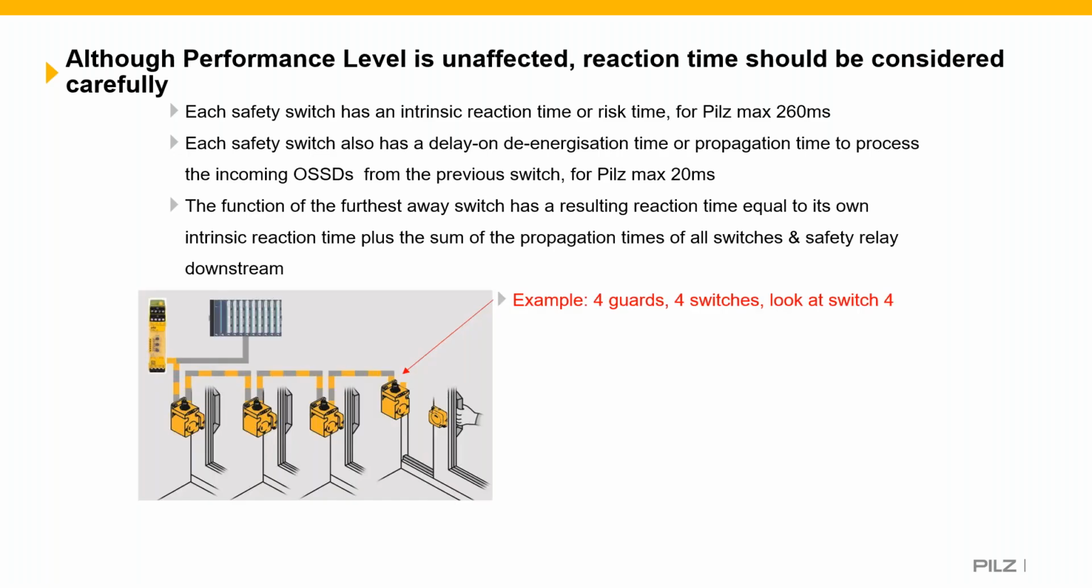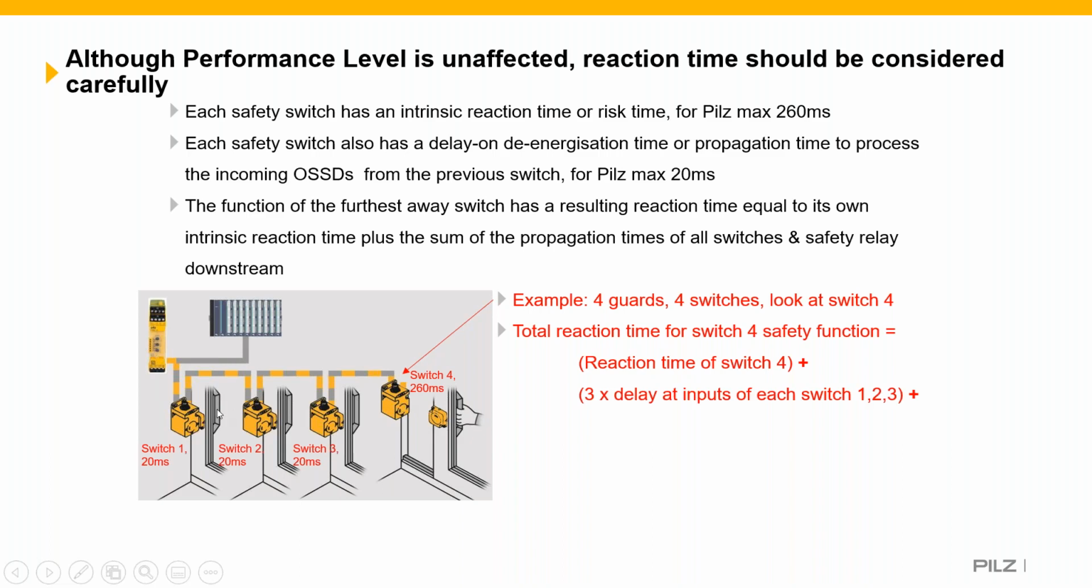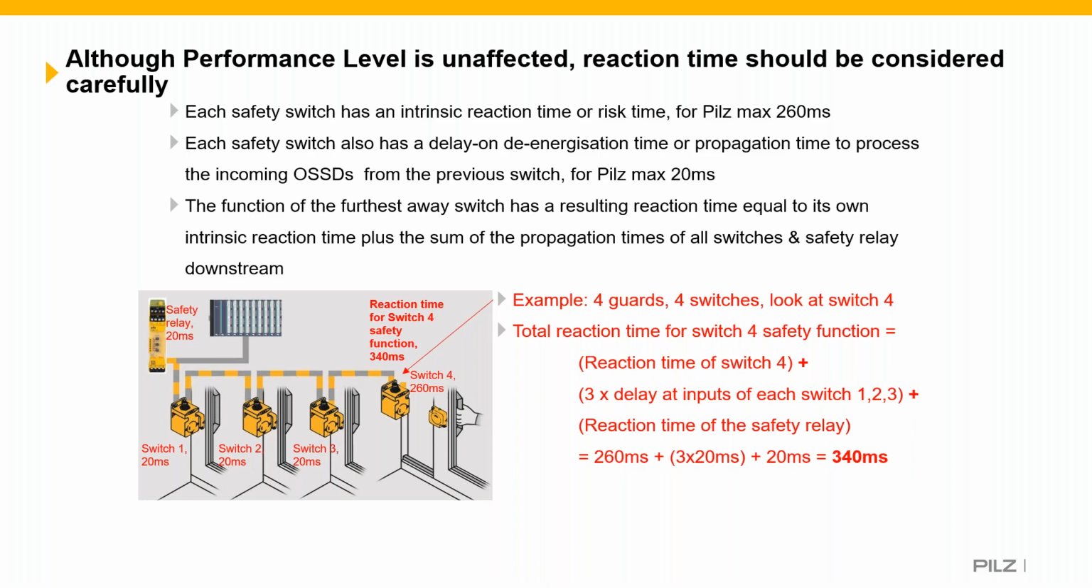So the example here is that if we look at 4 guards, 4 switches, if we look at switch 4, the total reaction time for the safety function is equal to the reaction time of switch 4, plus 3 times the delay at each input of each switch, plus the reaction time of the safety relay. So that's 260 milliseconds plus 3 times 20 milliseconds plus 20 milliseconds for the original switch. So that would give us a delay of 340 milliseconds.